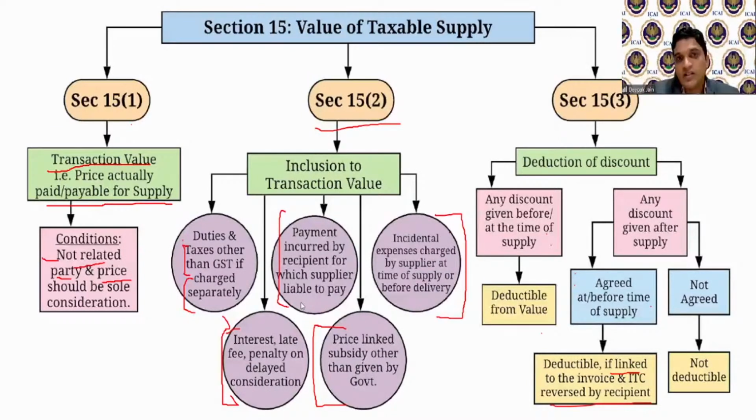So you will link it to the invoice and give it to the customer, and ITC, because when I sold, I charged GST. He's claimed the credit. Now I'm reducing the price. That much input tax credit he should reverse. Logical, no? When I've sold, he's taken the credit. When I'm reducing the sale price, he should reverse the credit. That's fine. So ITC should be reversed by the recipient. And if it is not agreed, wherein I'm just giving him a discount but we didn't agree on it, then it is not deductible. So it should be agreed, linked to the invoice, and ITC should be reversed by the recipient. In that case, deductions will be there.